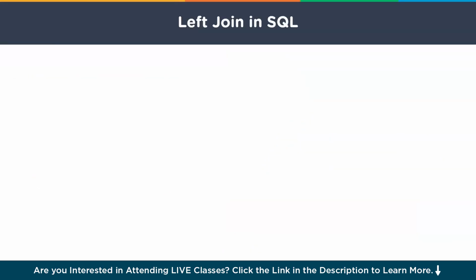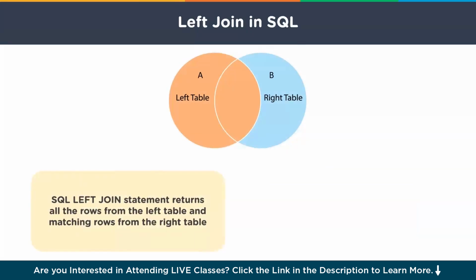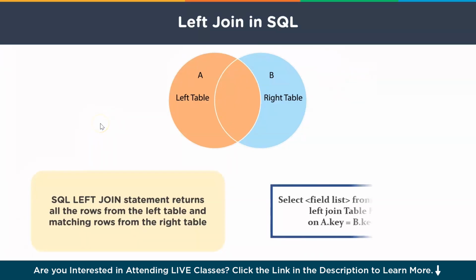Now talking about left joins, the SQL left join statement returns all the rows from the left table and the matching rows from the right table. So if you see this diagram, you can see we have all the rows from the left table, that is A, and only the matching rows from the right table, that is B. So you can see this overlapped region, and the syntax for SQL left join is something like this.